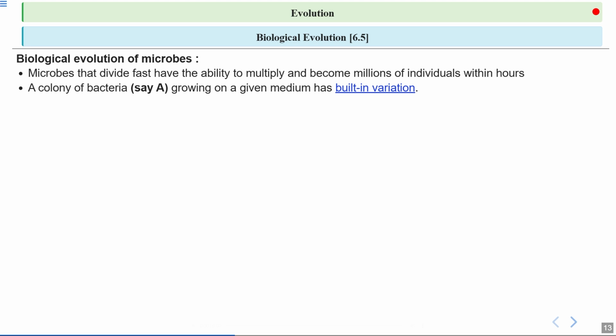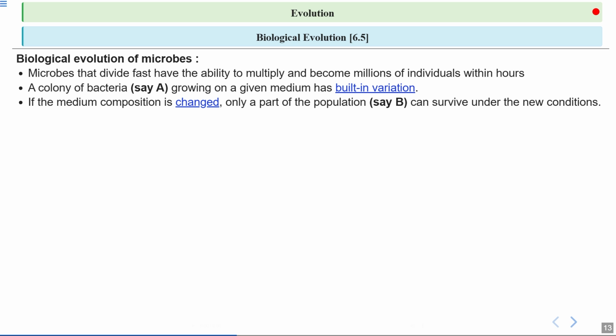So there is a colony of bacteria. We have named this colony of bacteria A. This colony is growing on a given medium. Clear? And it has already built-in variation, which means this colony has some variations in it. This variation can arise due to mutations or due to errors during replication. So some variations are already present in this colony of bacteria, which we have labeled A.